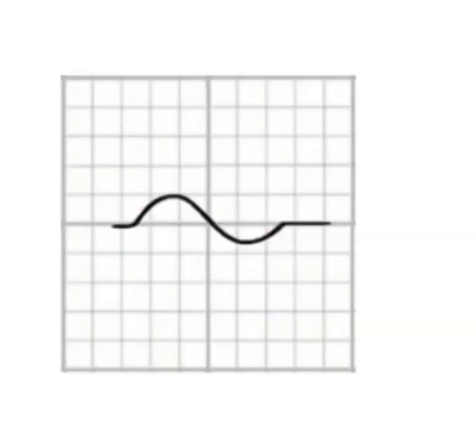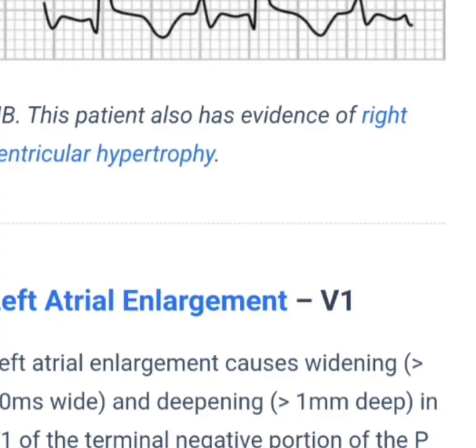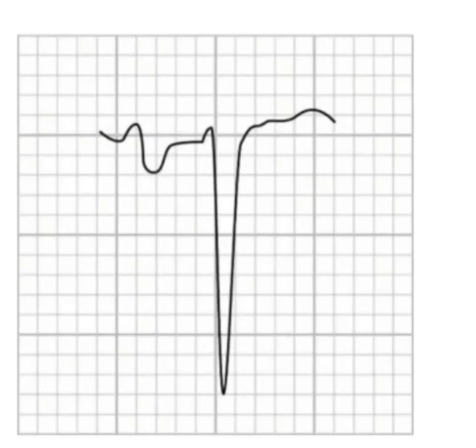The typical normal P wave in lead V1 is biphasic, with similar sizes of positive and negative deflections. Right atrial enlargement increases the height above 1.5 mm in V1 of the initial positive deflection, and left atrial enlargement will cause widening more than 40 milliseconds and deepening more than 1 mm in V1 of the terminal negative portion of the P wave.